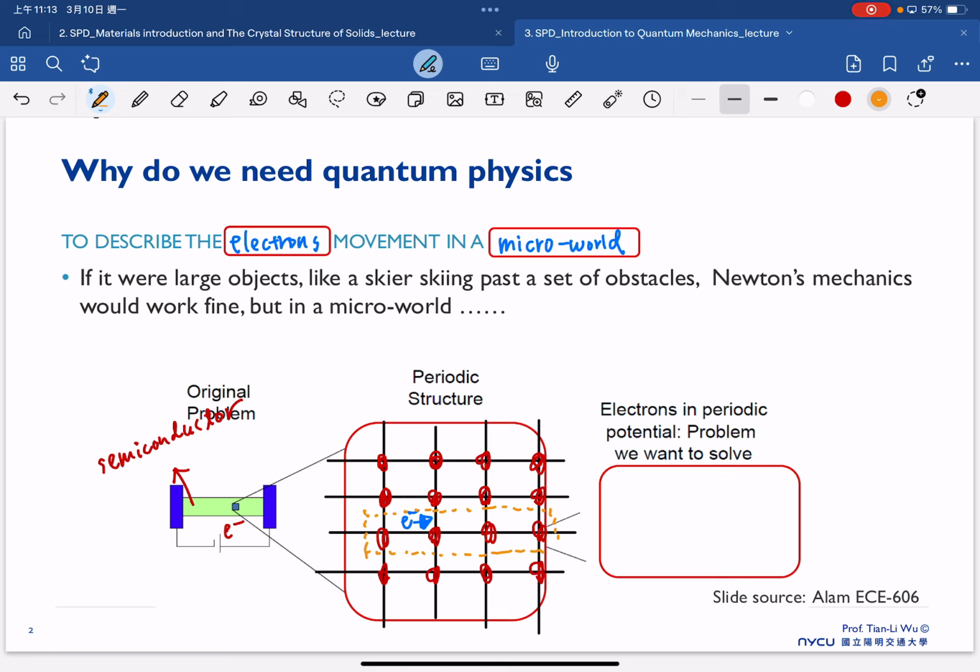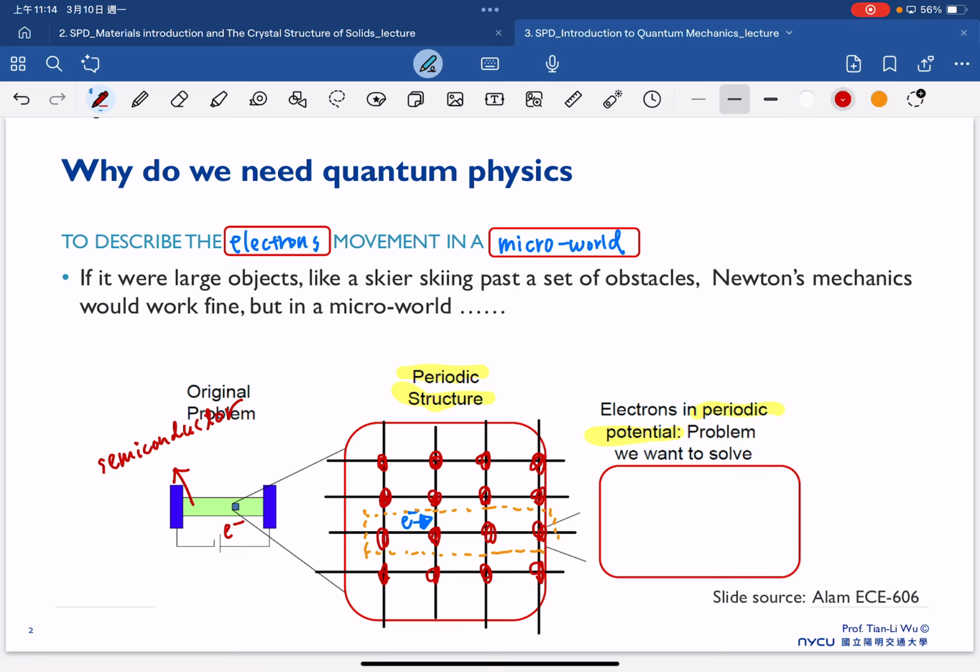But now you will start to foresee that sometimes this electron is very close to the atom. Sometimes this electron is far away from the atom. So the electron is in a periodic potential, because when the electron is close to the atoms, you have one kind of potential, but if the electron is far away from the atom, you have another kind of potential.